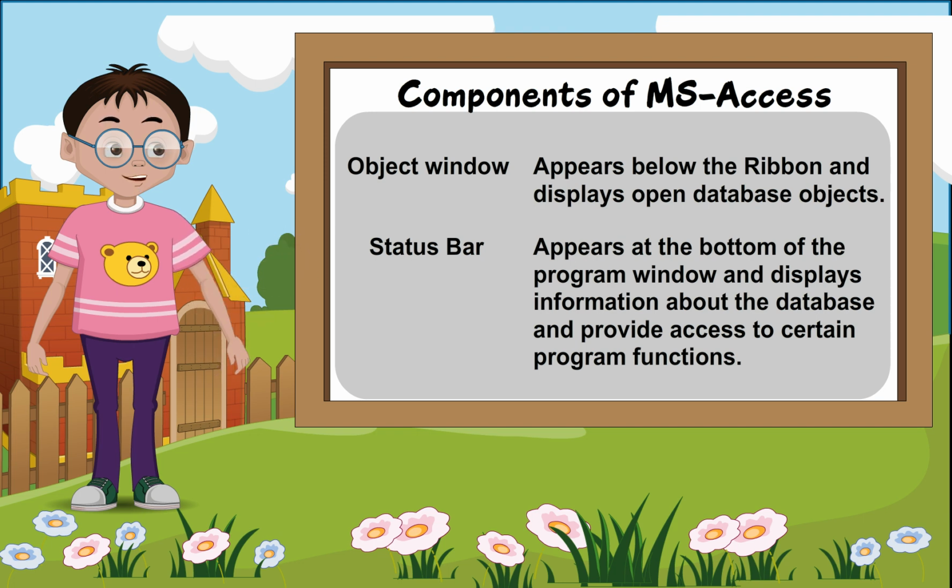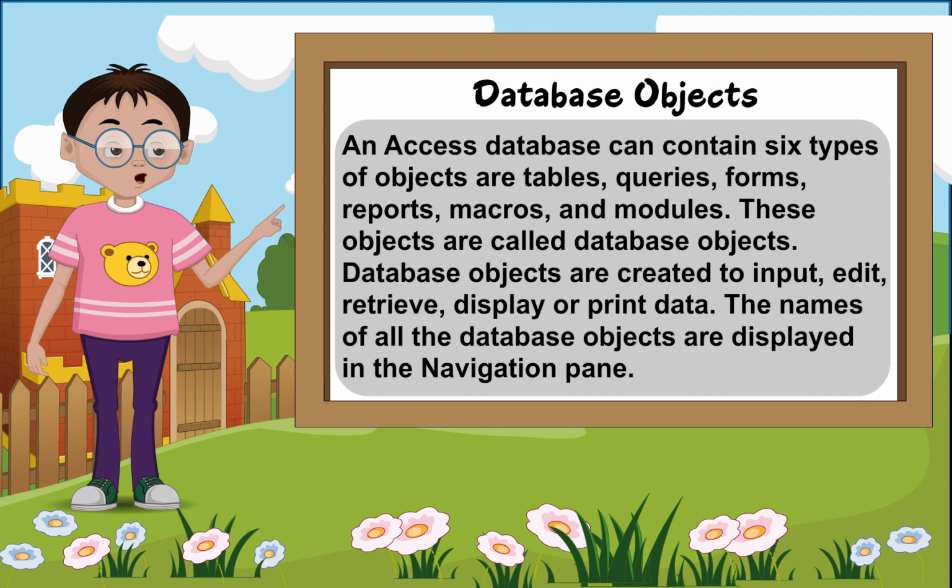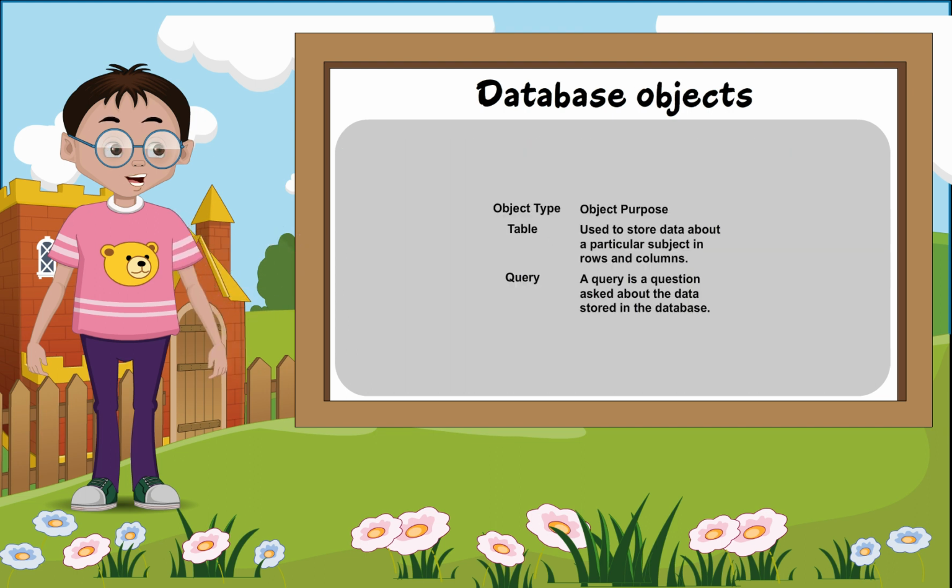The status bar appears at the bottom of the program window and displays information about the database and provides access to certain program functions. Database objects. An Access database can contain six types of objects: tables, queries, forms, reports, macros, and modules. These objects are called database objects. Database objects are created to input, edit, retrieve, display, or print data. The names of all the database objects are displayed in the navigation panel.